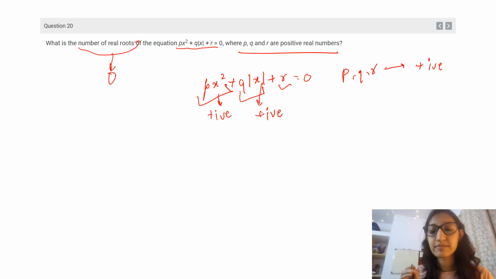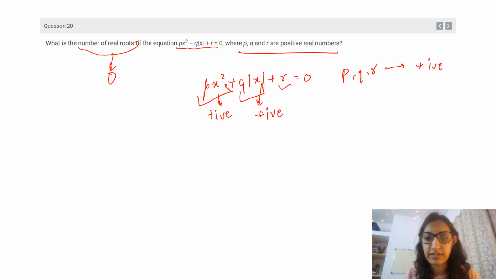So you just need to use basic common sense. Don't get into the trap that this might be a typical equation. Just use your common sense and you should be done with this.